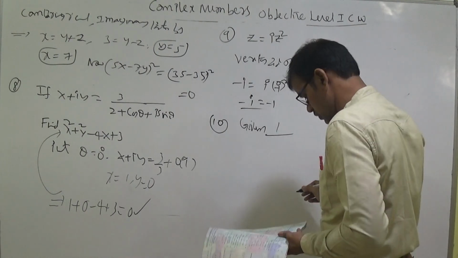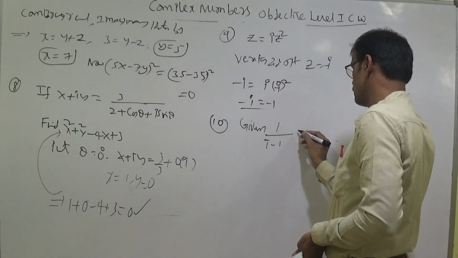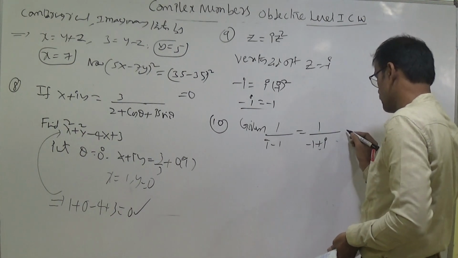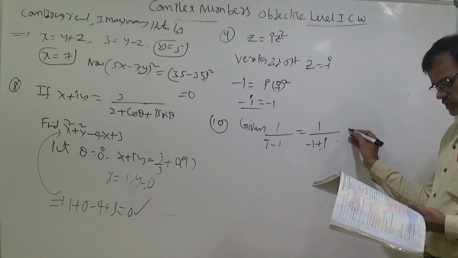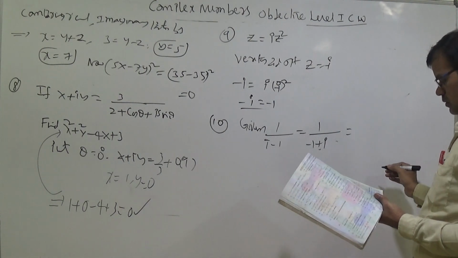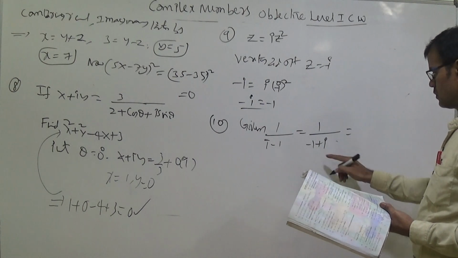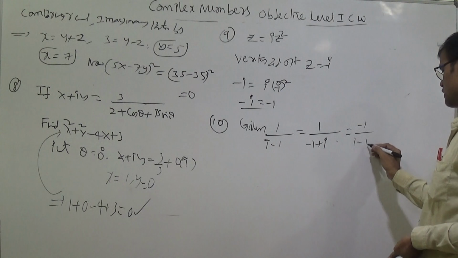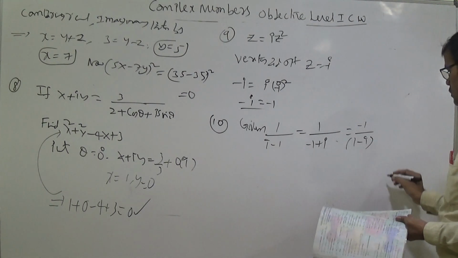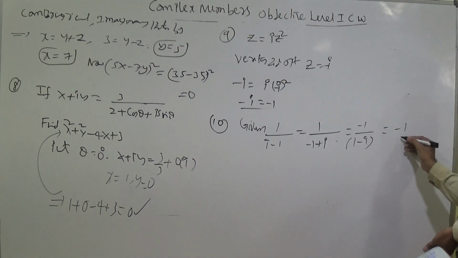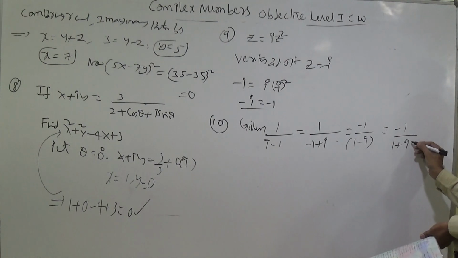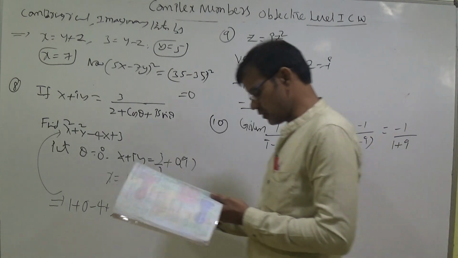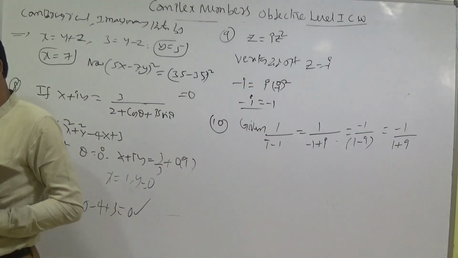Given complex number is 1 by I minus 1. Write as 1 by minus 1 plus I. Minus taken common. Write here minus 1 by 1 minus I. Maybe the conjugate is minus 1 by 1 plus I, because of the z1 by z2 concept. There is no conjugate for the numerator. For the denominator you can write minus 1 by I plus 1. Simple.